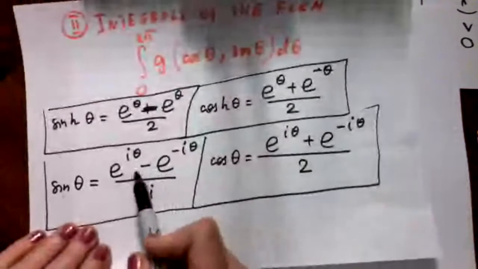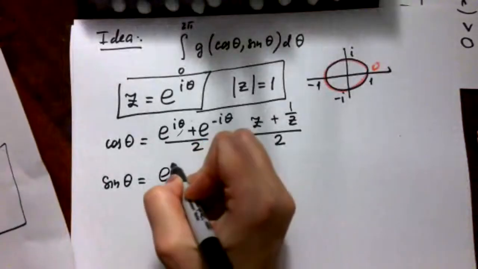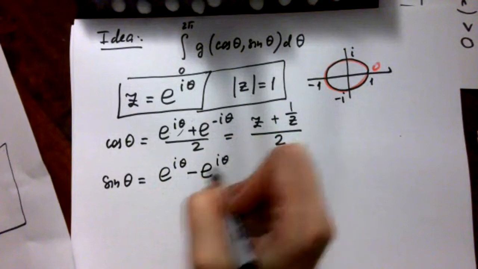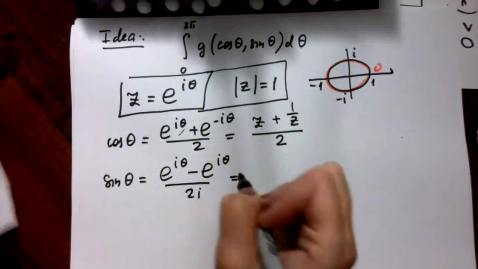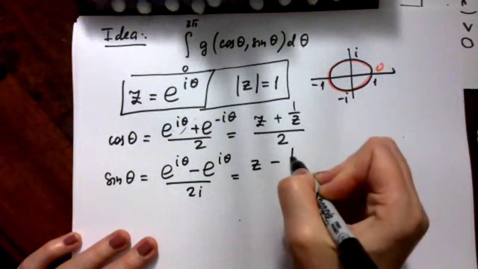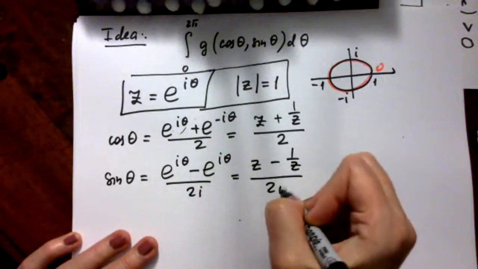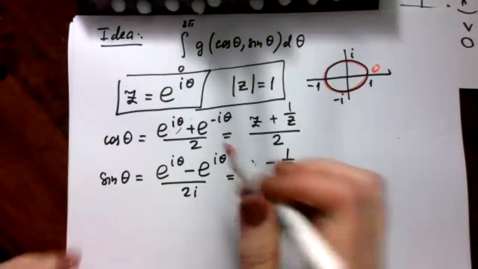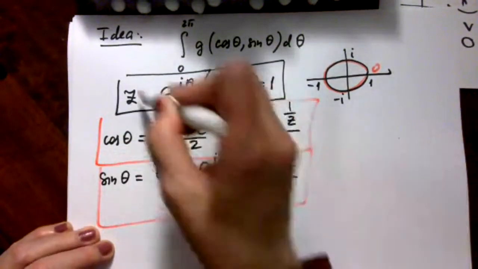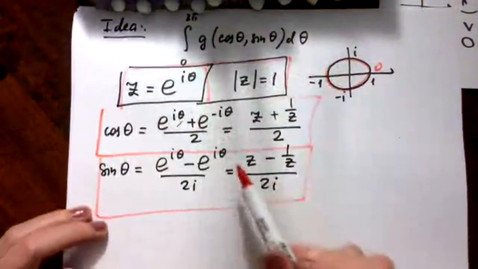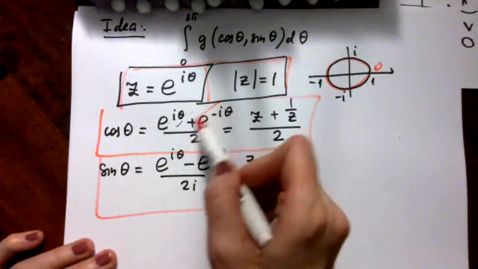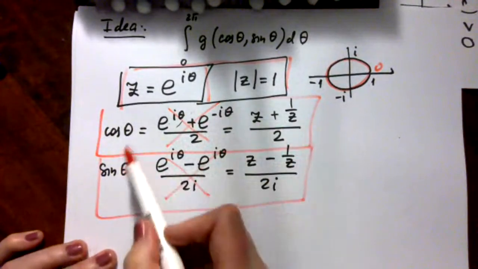As for sine of theta, let's rewrite this definition here. It was e to the power of i theta minus e to the power of minus i theta and divided by 2I. Again, let's rewrite this formula in terms of z. So it will be z minus 1 divided by z, divided by 2I. And you know what? I'm going to put a frame around this expression and around this expression. This is actually information which you will probably need in your cheat sheet. Oh, maybe don't write this intermediate expression.